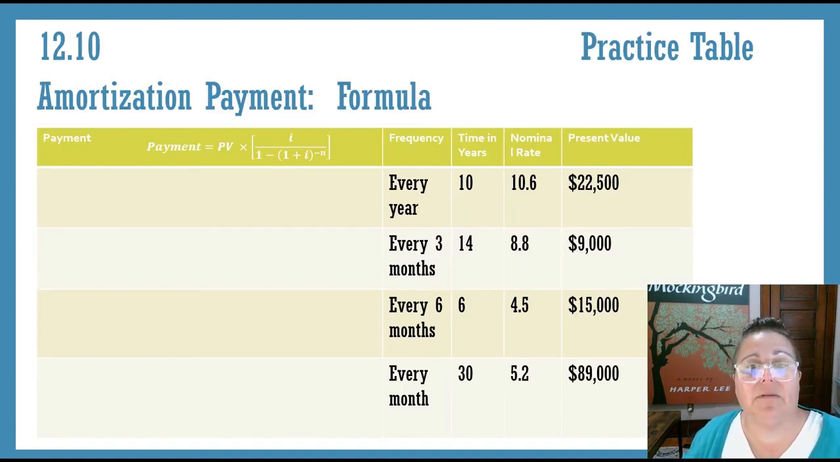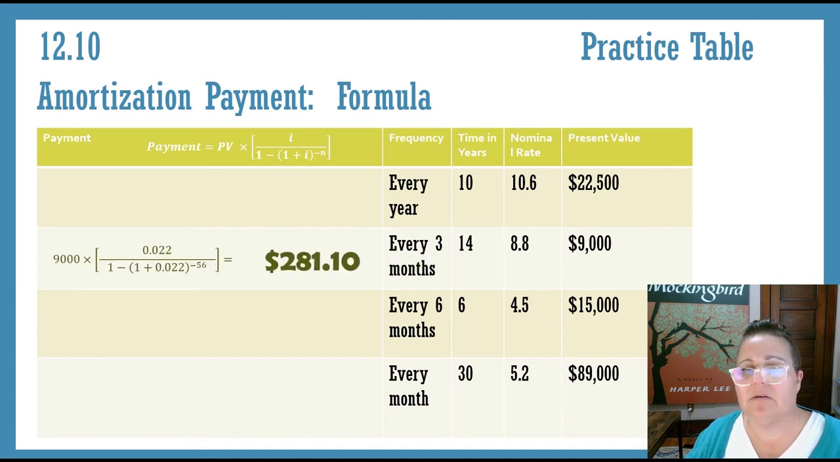A practice table is available for this as well. Notice we've got a nominal rate of 10.6. We've got a present value of $22,500. So we've got a debt essentially of $22,500 that we want to pay out over 10 years at 10.6% interest rate. Right? One payment a year. So what's that?